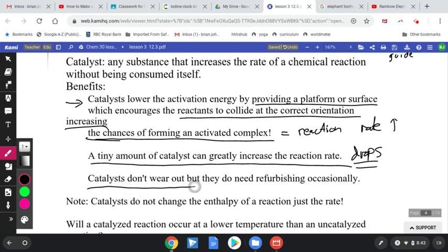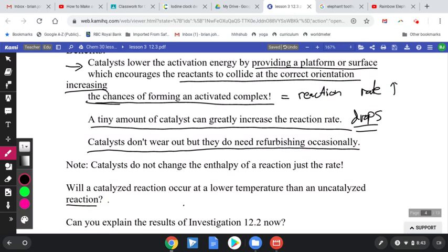Catalysts don't wear out. They aren't consumed in a reaction, but they do need to be cleaned up or purified. They do get damaged or dirty. And we already talked about this key idea. Okay, so a question for you. Will a catalyzed reaction occur at a lower temperature than an uncatalyzed reaction? And the answer is yes, due to lower energy of activation.